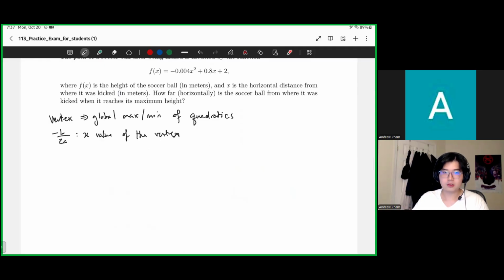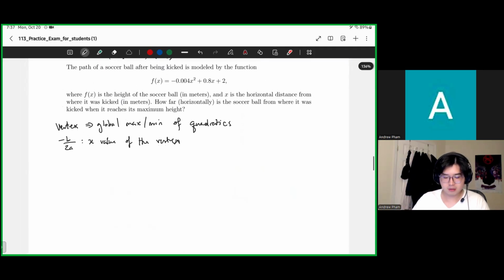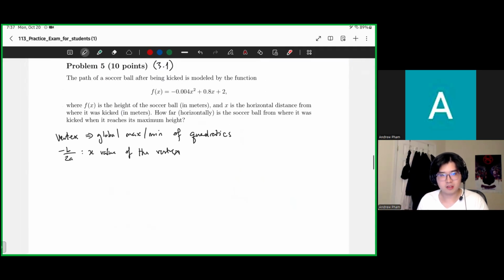Okay, so going back to the problem, I gave you a context. The path of a soccer ball after being kicked is modeled by this function, where f is the height of the soccer ball in meters and x is the horizontal distance. And the question is asking you how far, as in what is x when the ball is at its maximum height. Okay, so that's the general idea.